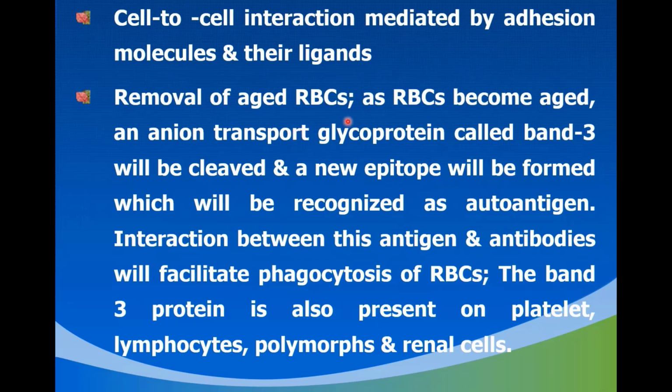Removal of aged RBCs: as RBCs become aged, an anion transport glycoprotein called band 3 will be cleaved. A new epitope will be formed, which will be recognized as an autoantigen. Interaction between these antigens and antibodies will facilitate phagocytosis of RBCs. The band 3 protein is also present on platelets, lymphocytes, and polymorphs.